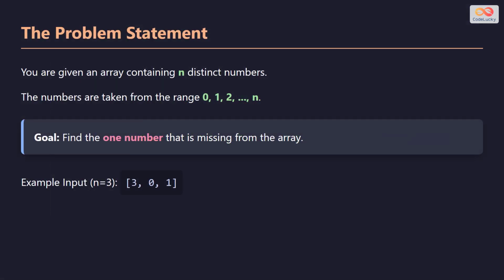Here is the problem. You are given an array of unique integers. These integers come from the range 0 to n, however, one number from this range is missing. Your task is to identify that specific missing number.